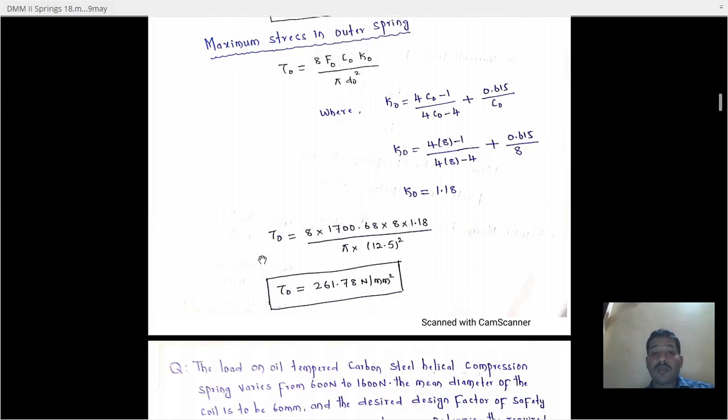So the maximum allowable shear stress in the outer of the spring, tau O, equals 8 as it is, and Fo value is 1700.68, into Co value 8, and Ko, the Wahl factor, 1.18, divided by pi into 12.5 whole square. If you divide the whole value with the help of a calculator, you will get the answer 261.78 Newton per mm square.